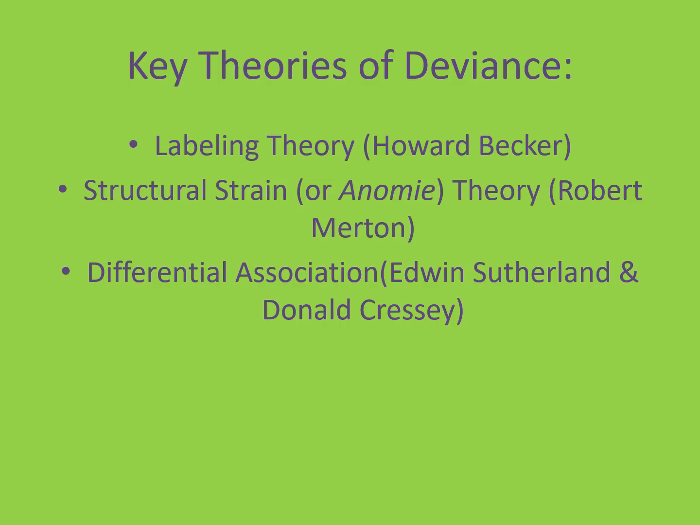And you will have opportunities to learn about those and others in a sociology of criminal justice or a sociology of crime and deviance class. But for here and now, we're going to focus on these three. You see the names of scholars, Robert Becker, Robert Merton, Edward Sutherland, Donald Cressy, beside each of these theories.